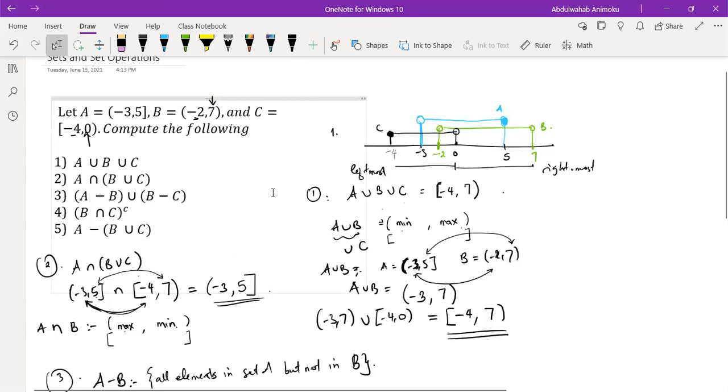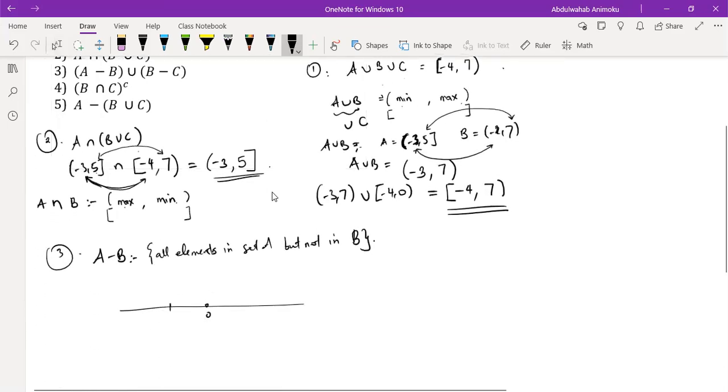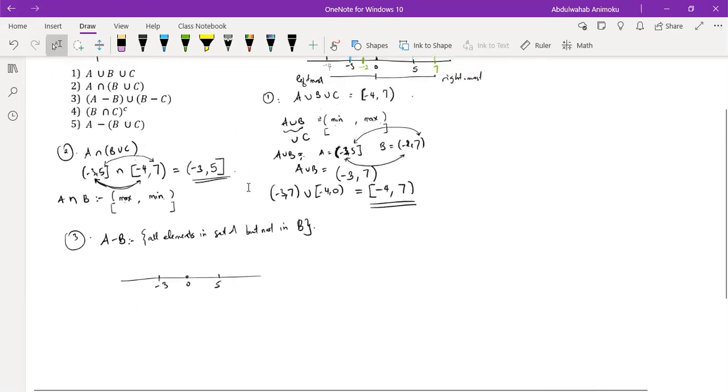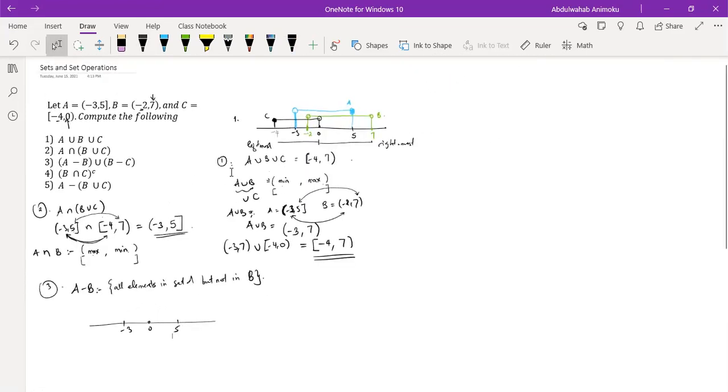Okay, so we have them before, so let's just quickly do that. A difference B, so A is between -3 and 5, right? That's between -3 and 5. And then B is between -2 and 7. Make sure that when you're drawing the real line, everything matches, right? The order, you see -3 is the leftmost, and -2 comes after -3, and so on and so forth. Now we have this.